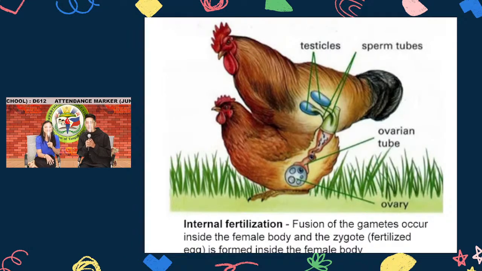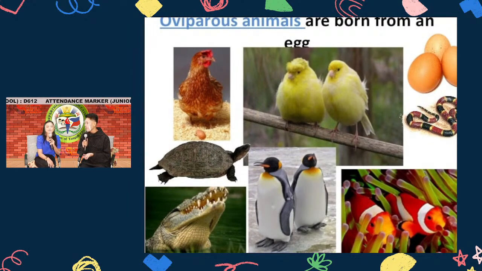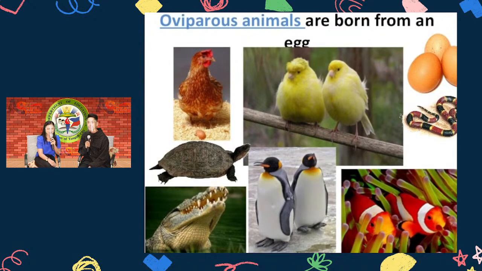Oviparous animals are born from an egg. An example is the common chicken, an egg-hatching animal. Another one is turtles, and we also have crocodiles, birds, and snakes. Oviparous animals, again as shown on your screens, are female animals that lay eggs which develop and hatch outside the maternal body. Examples shown on your screen are the chicken, crocodile, duck, birds, and so on.